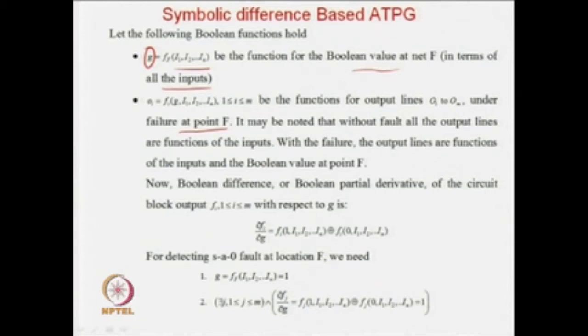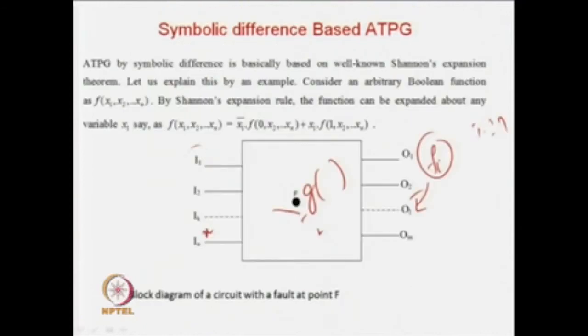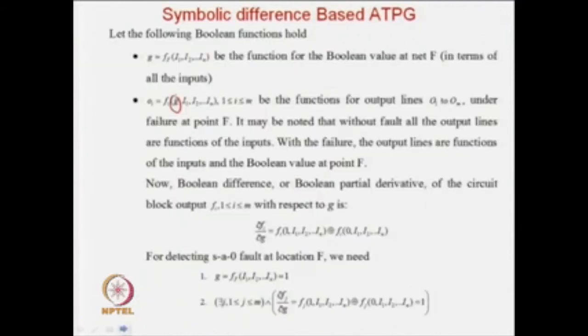So, now without the failure, what is the function? The function is f of I1, I2 dot dot In, with the function of the output line oi. Okay, so between 1 to n are there, so we have m outputs. So, we have how many functions? f1, f2, f3 dot dot fm, and the functions depend on variables I1 to In without the fault. But now, if there is a fault at the line net capital F, then you have to also introduce g. That is because now the output is affected not only by this, but is also affected by this one.